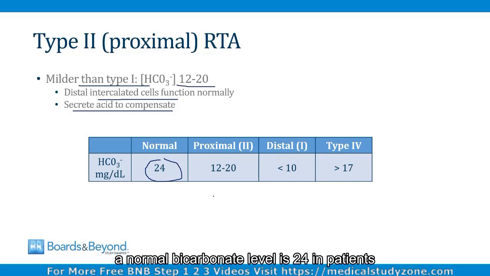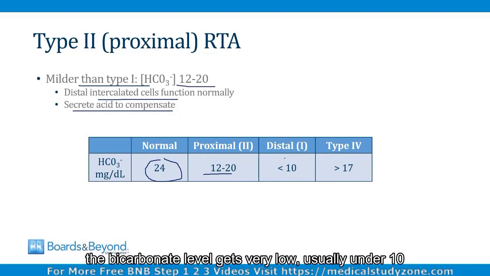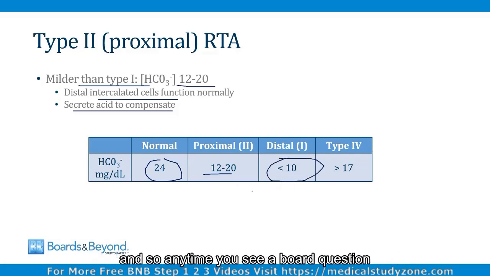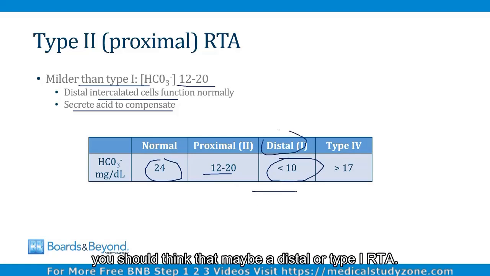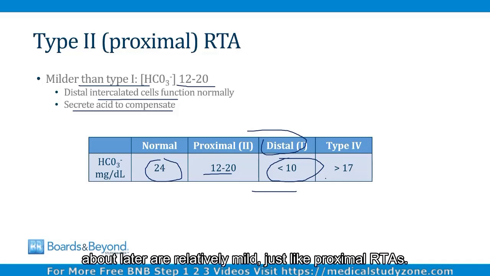24. In patients with a proximal or type 2 RTA, it's usually in the range of 12 to 20. In patients with a type 1 or distal RTA, which we'll talk about in a minute, the bicarbonate level gets very low, usually under 10. And so anytime you see a board question with a very low serum bicarbonate, you should think that may be a distal or type 1 RTA. And then finally, type 4 RTAs, which we'll also talk about later, are relatively mild, just like proximal RTAs.